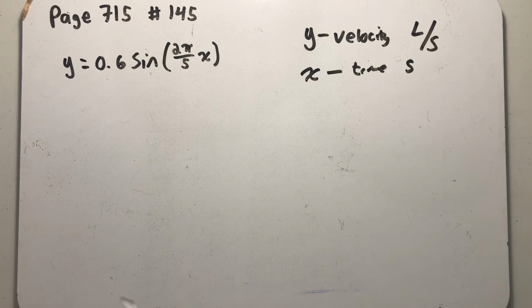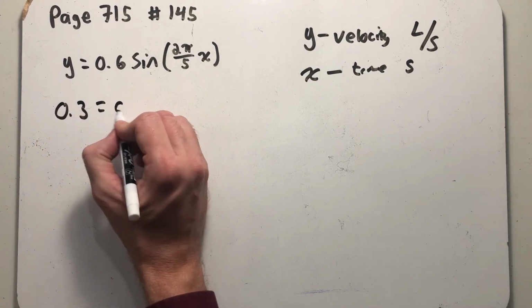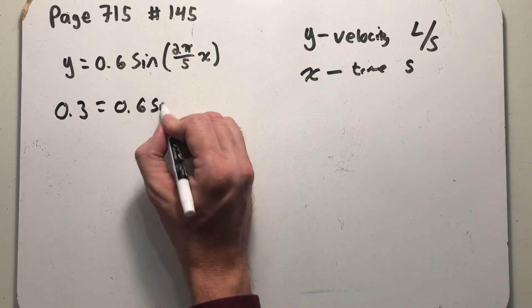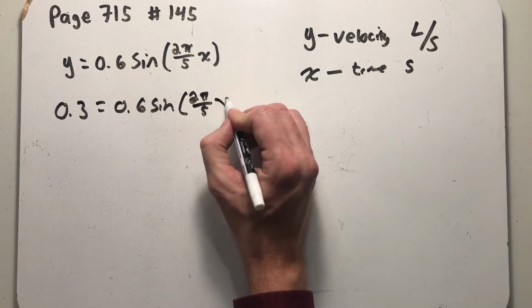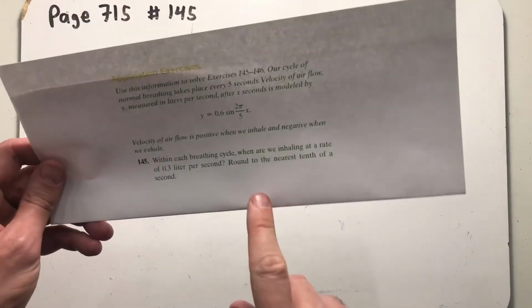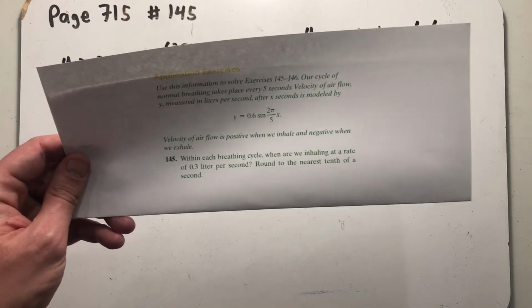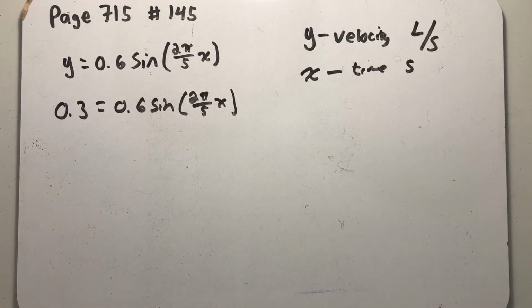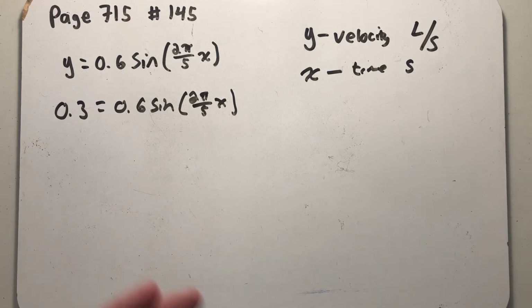All right, well, that's a velocity, so we can set y equal to 0.3. And I guess we're solving the resulting equation for x to find out at which times during that first 5 seconds. And I know it's the first 5 seconds because we're told that we're only asking about one breathing cycle, which happens every 5 seconds. I could rightly interpret that as the period of this trig function. And if I think about what that 2 pi fifths on the inside is doing, I can verify that the period is 5 seconds.